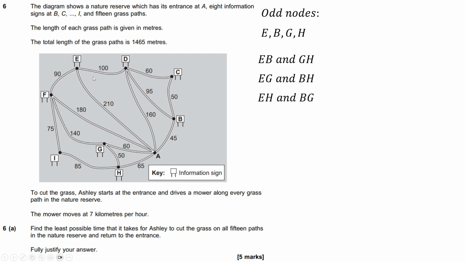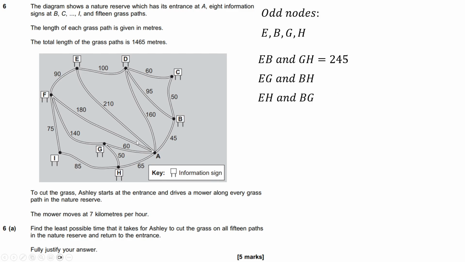So we've got 195, or we could have 160 plus 50, so that's 210. It's not very short, so E to B must just be 100 and 95. And then GH, so the shortest from G to H is just going to be 50. So we have 195 plus 50 to get us 245.